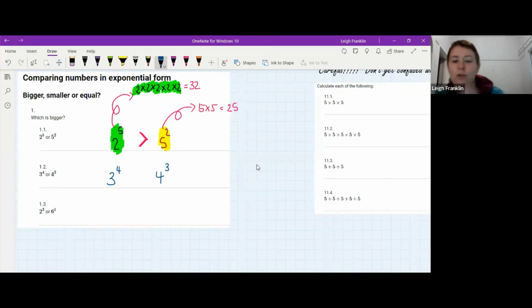Blessing, can you hear me? Yes, ma'am. I raised my hand so that I can answer number 1, the first one. Oh, okay, so do you not know what to do for number 1.2? Yes, ma'am. Okay, but tell me, Blessing, what does 3 to the power of 4 mean?